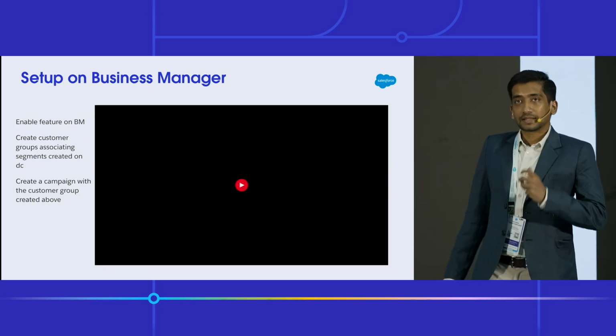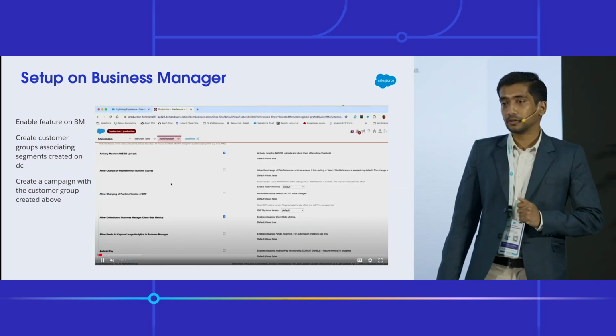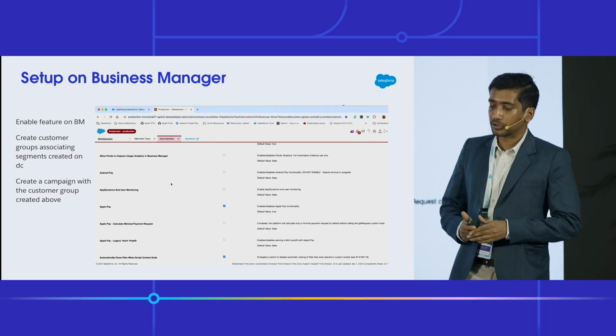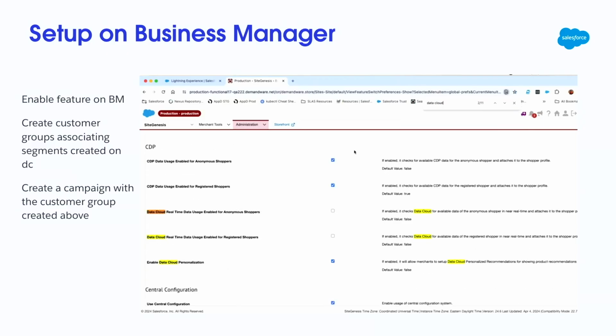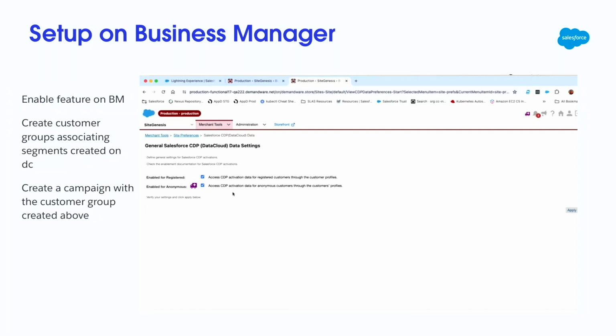Talking about the business manager again. Now, once we have shared the data within the setup or the feature selection, you would see two new features coming up: the Data Cloud enabled for anonymous shoppers and the Data Cloud for registered shoppers. These are new features which are hidden behind the feature switches. So as of today, within your site administration, what you would see is how the page looks. The page is just a very basic page.